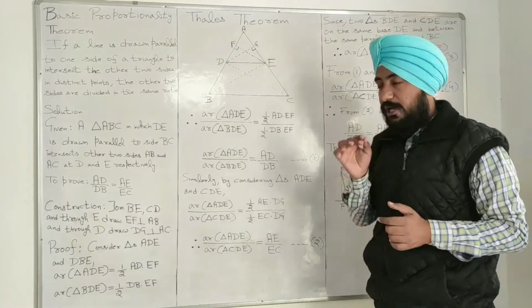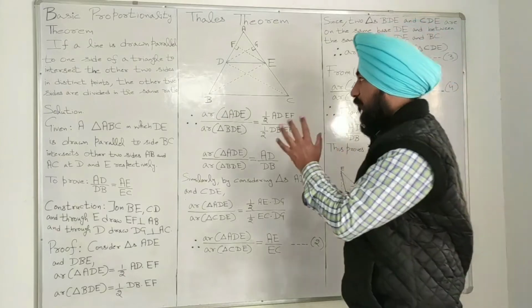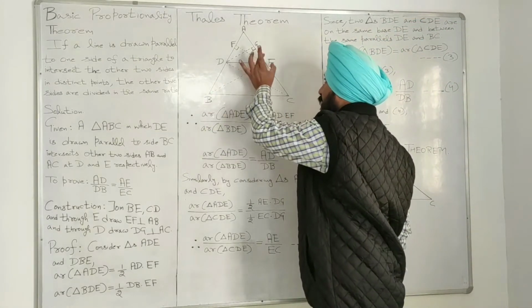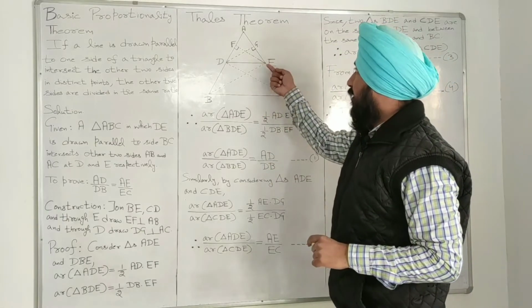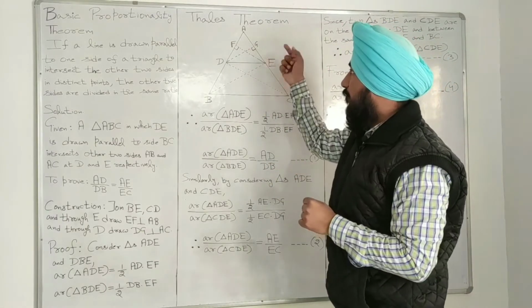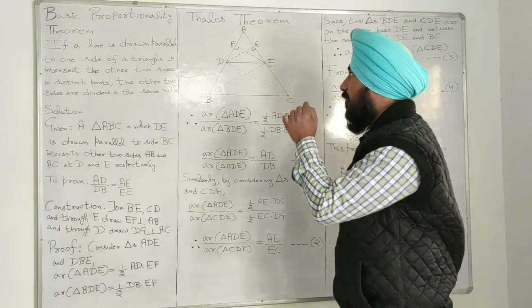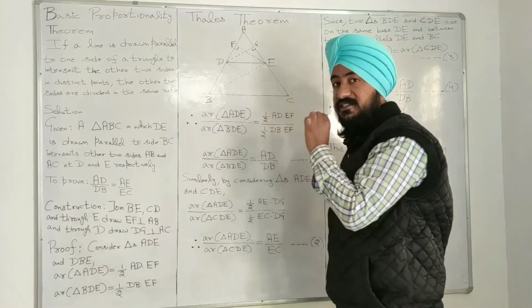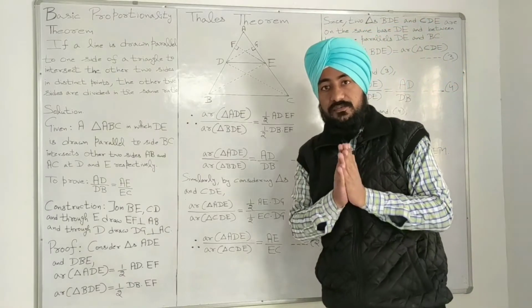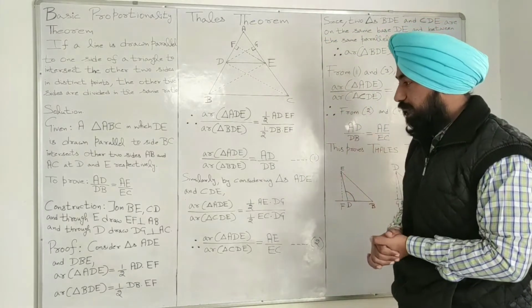I am repeating the construction part again. First, I have joined point B with point E, and after this I have joined point C with point D. After that, I have drawn EF, which is perpendicular on AB, and similarly I have drawn a perpendicular through D, which is DG. So DG is perpendicular on AC. This is the construction part of Thales theorem.